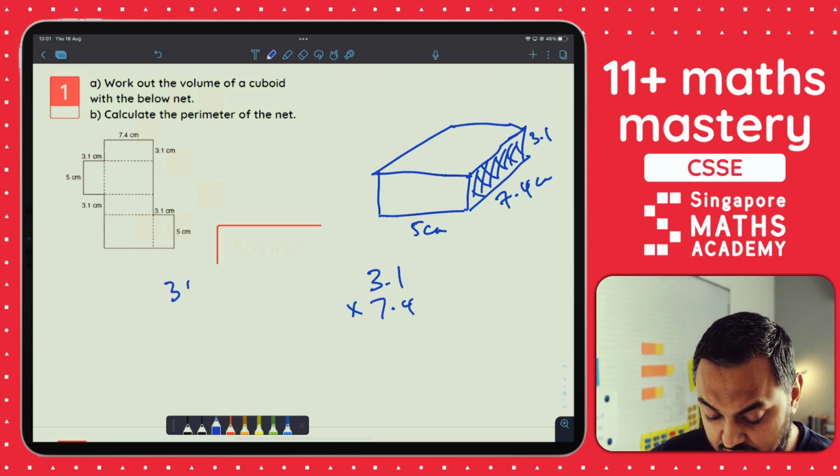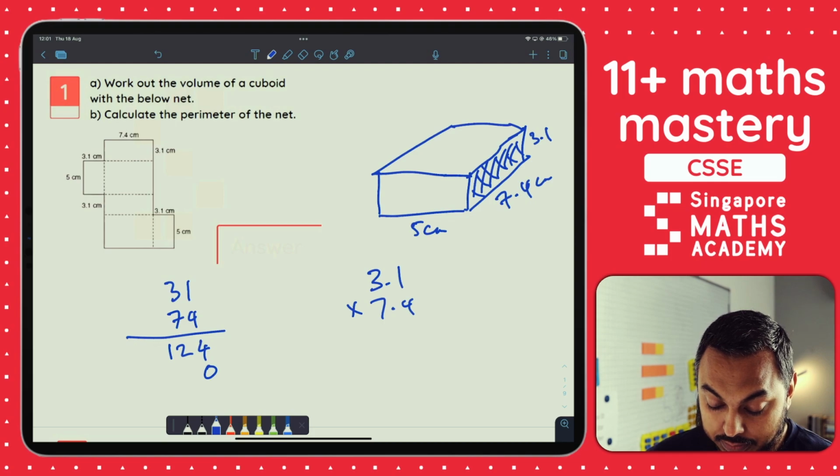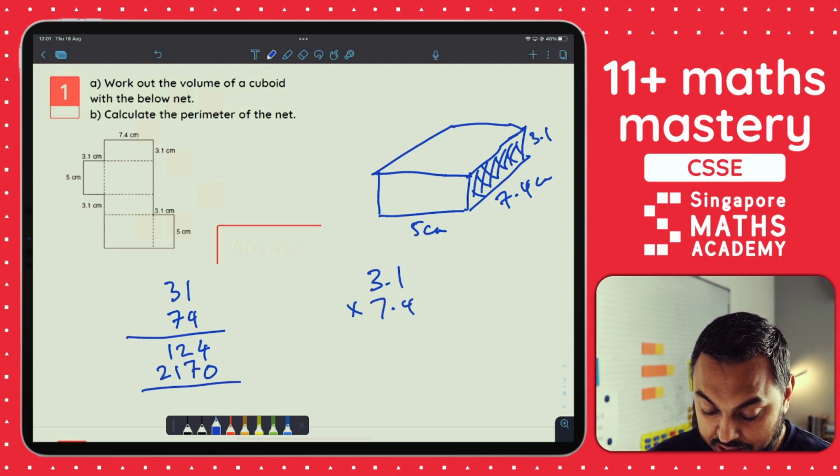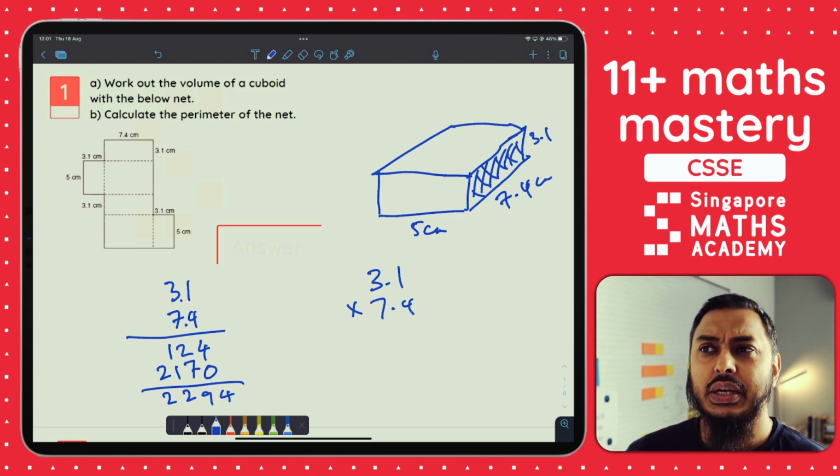I could think of it as 31 times 74 and then put my place value in by my decimal point. So if it's 31 times 74, 4 times 1 is 4, 4 times 3 is 12, and so you've got 1 in the tens column now. 7 times 1 is 7, 7 times 3 is 21, so you've got something like this. 2294.